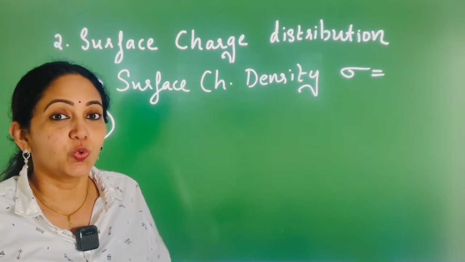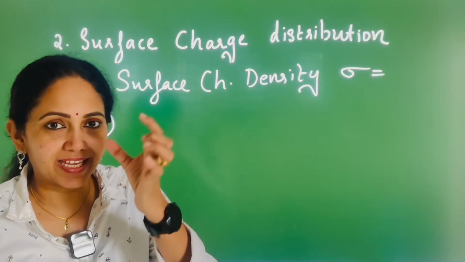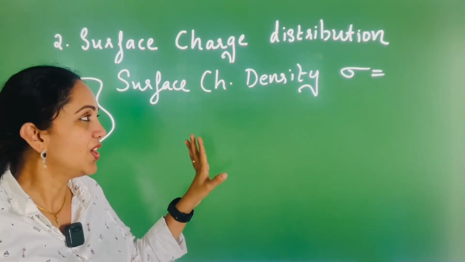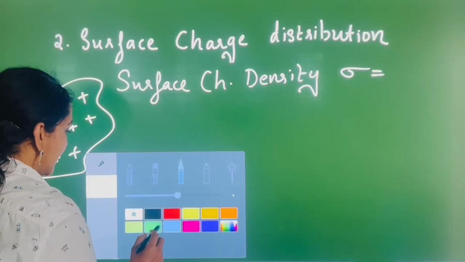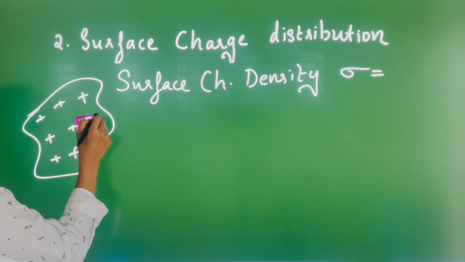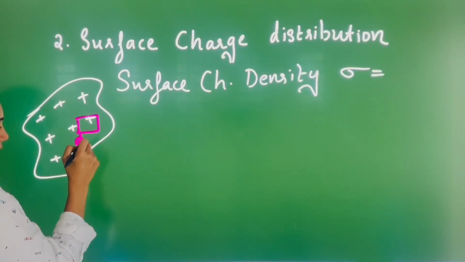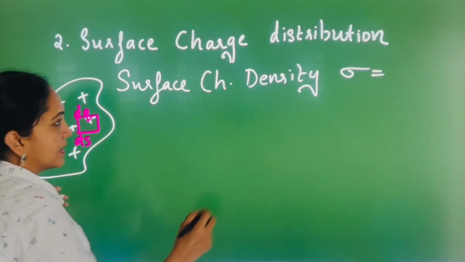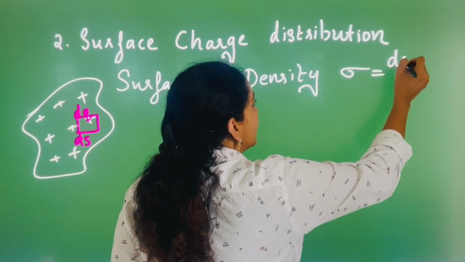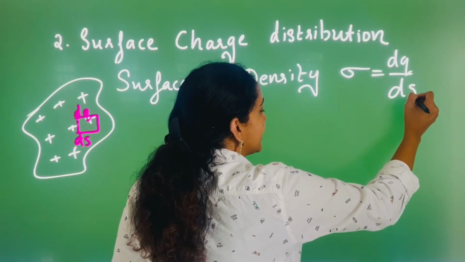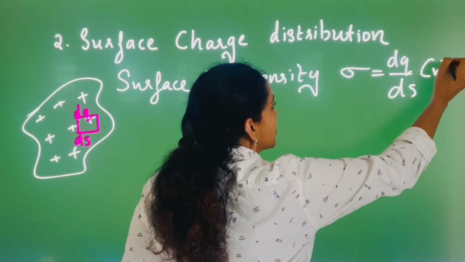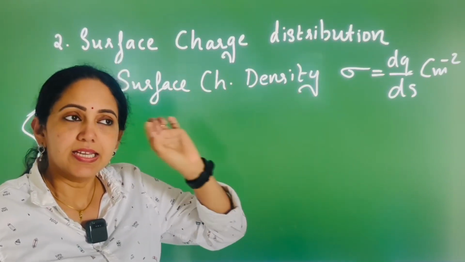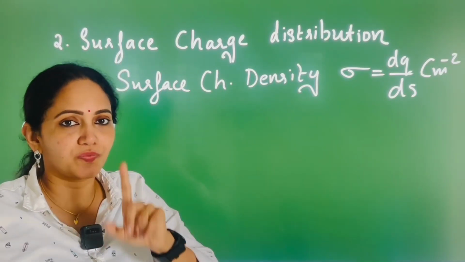നേരത്തെ എന്തായിരുന്നു? യൂണിറ്റ് ലെങ്ത് ഓഫ് ദി ലൈൻ എലമെന്റ് ആയിരുന്നു. ഇവിടെ യൂണിറ്റ് ഏരിയ ഓഫ് ദി സർഫസ്. ഓക്കെ, for example, if I am considering a small surface element here having the area ds and charge dq, then sigma can be written as dq divided by ds, unit is coulomb meter raised to -2. Okay, this is surface charge density, charge per unit area of the surface.